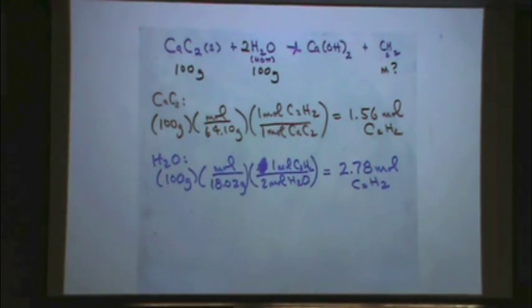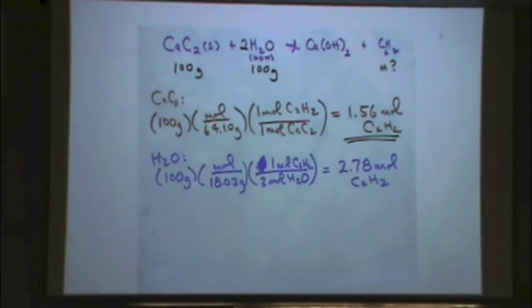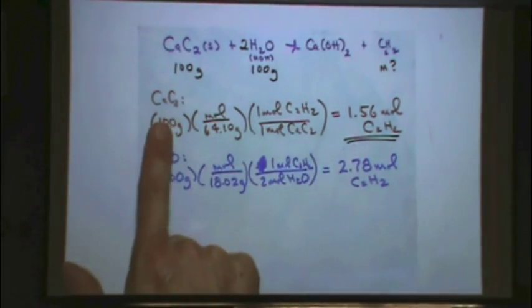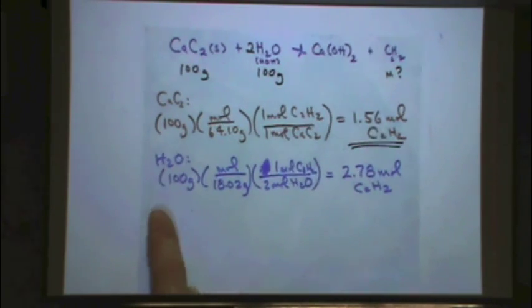All right. Which one, top or bottom, is our correct answer? It has to be the top one because it's the smaller answer. The smaller answer is given by the limiting reactant. Thus, the limiting reactant was CaC2, calcium carbide. The one that's in excess is water.